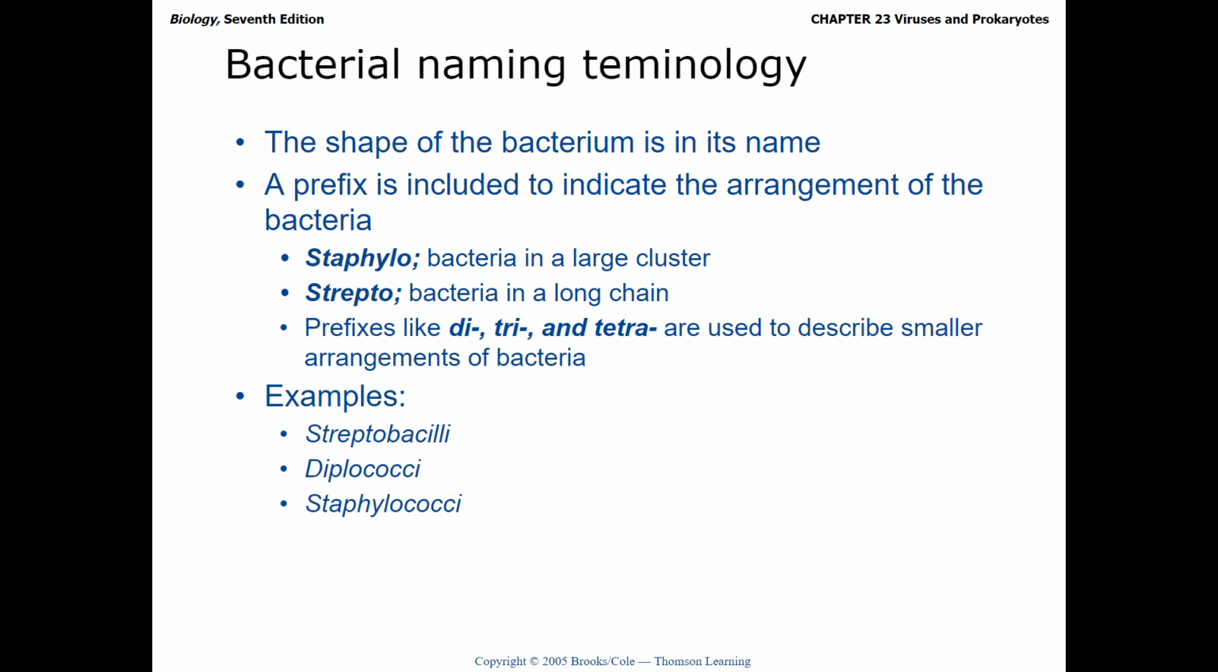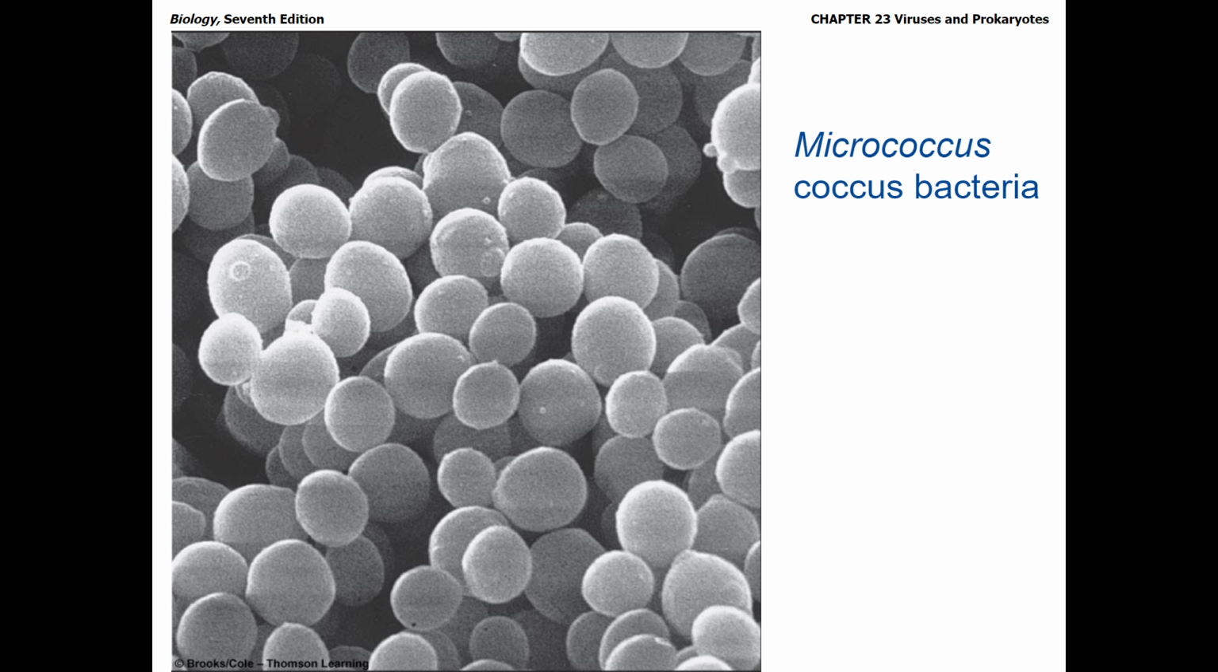Examples you may have seen: Streptobacilli, Diplococci, Staphylococci. Diplococci is two spherical bacteria attached together. Streptobacilli is rod-shaped bacteria appearing in a long chain. And Staphylococci is spherical bacteria appearing in a large cluster.